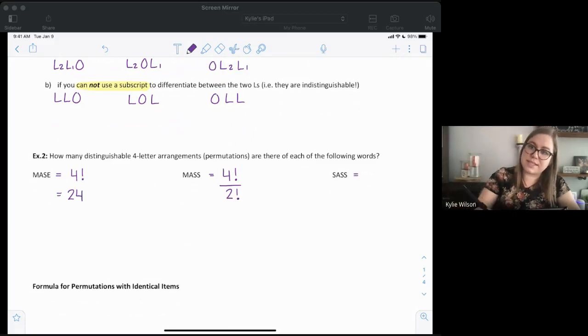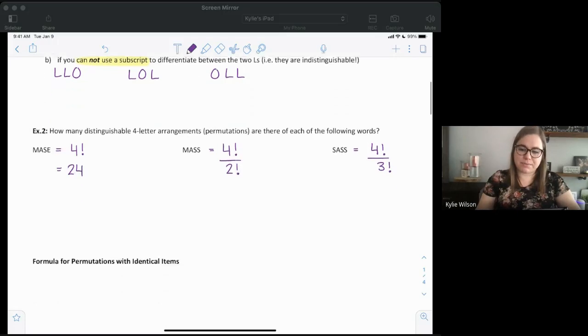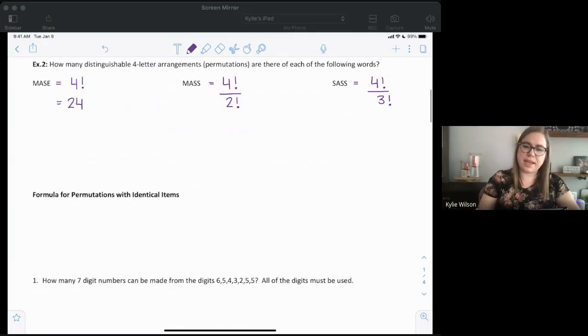Similarly, for the word SAS, I have 4 letters, so we have 4 factorial, but I have 3 S's, so I want to divide out all the ways those 3 S's could be arranged, which would be 3 factorial, right? Because I don't need to account for all the ways that the S's could be arranged because they're all the exact same. So there is a formula for this, and that's what we're going to talk about now.